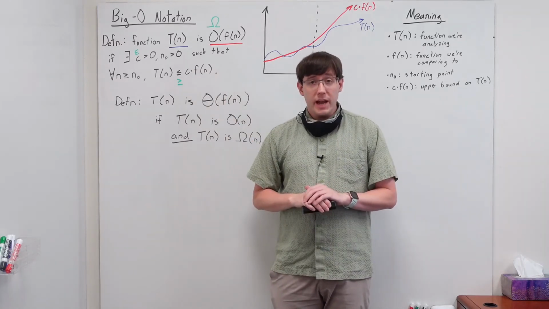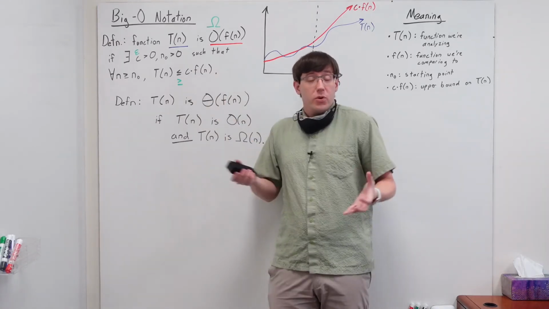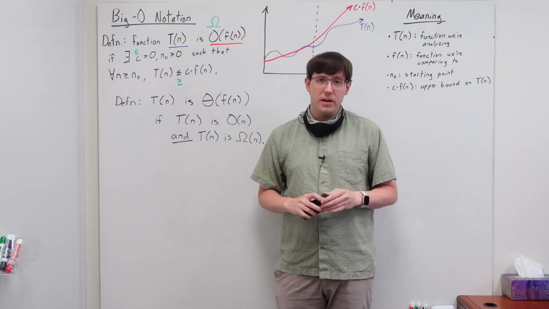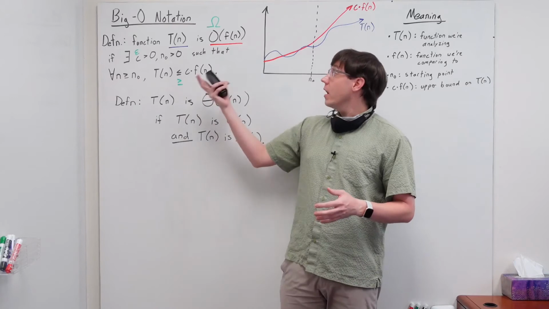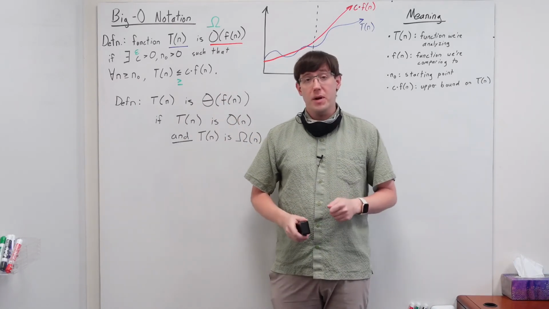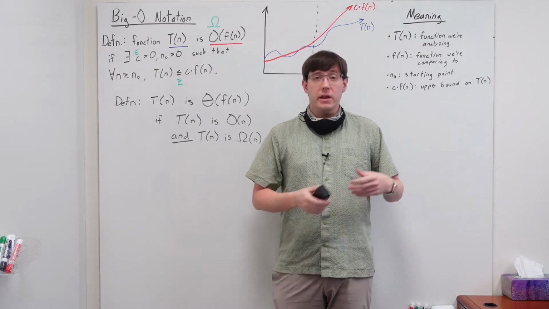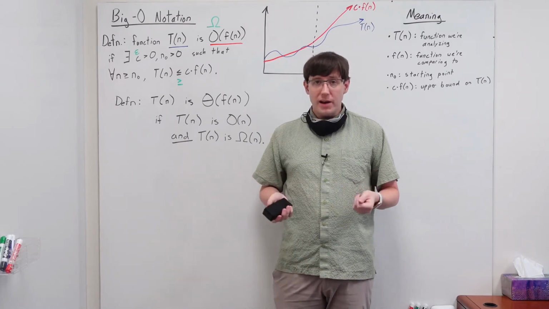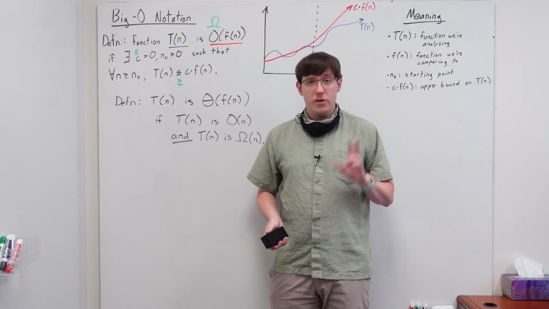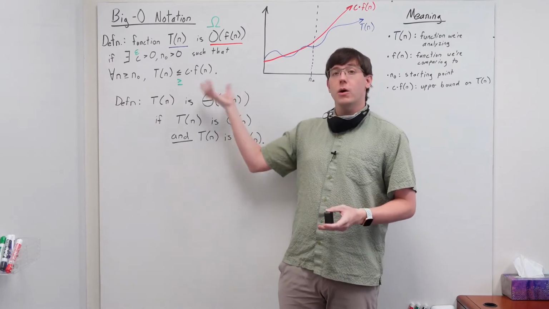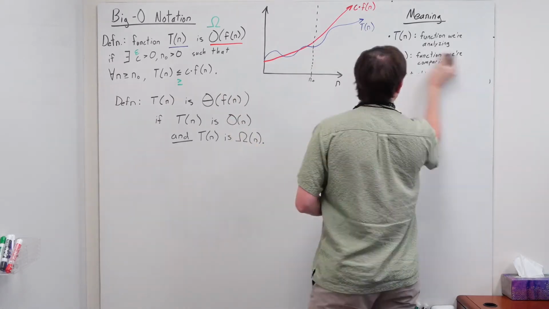So if you've encountered big O notation in previous computer science classes, you're probably familiar with the idea that when we're doing big O analysis of polynomials, we only care about the degree. We can ignore the constants and the low order terms. But how does this idea of just focusing on the degree of a polynomial come out of our formal definition?